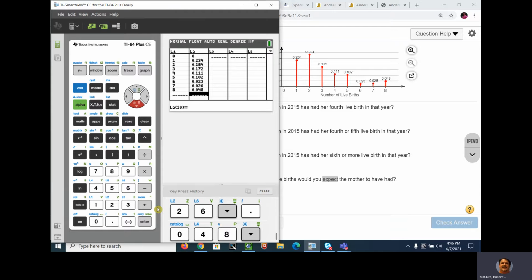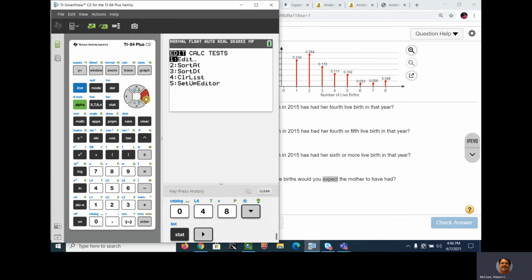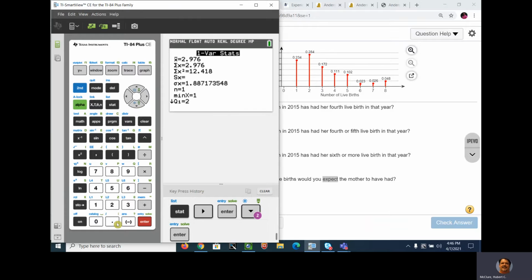Okay. And now we are going to find the mean. Stat, calculate, L1 and L2 on the first variable and calculate. Our mean is equal to 2.976. We're talking about marriages, so that's 3. Our standard deviation is, just in case we need it, 1.887. So that's equal to 2.